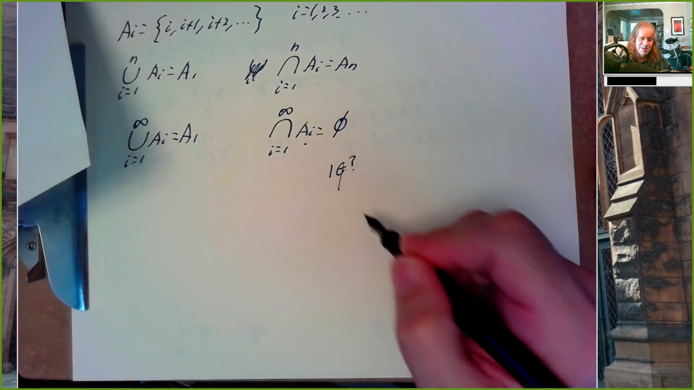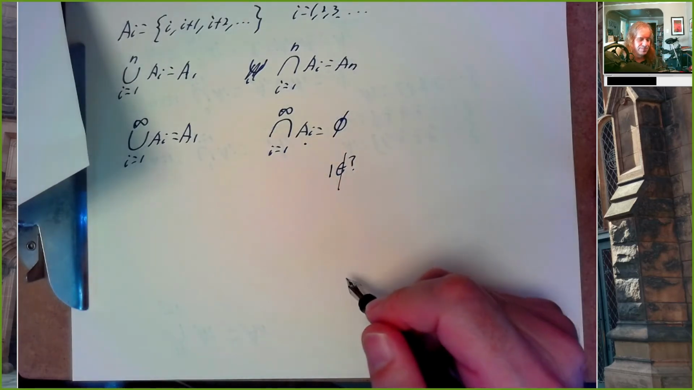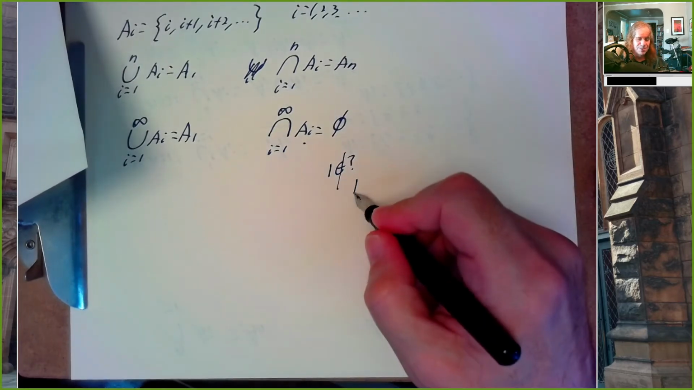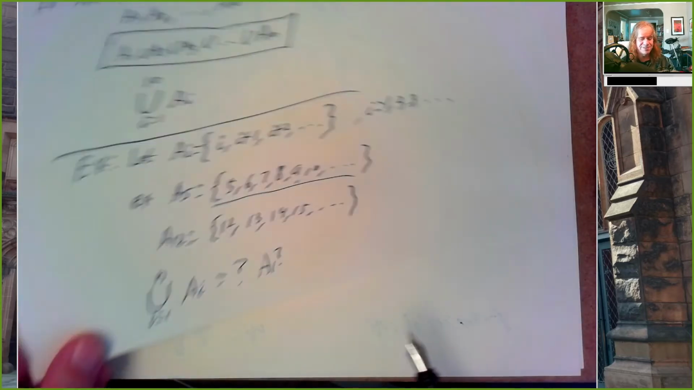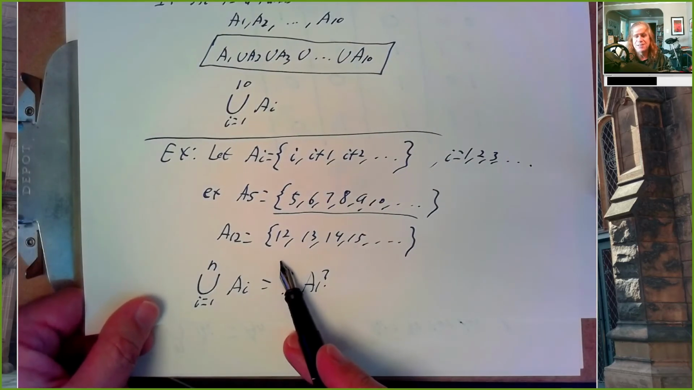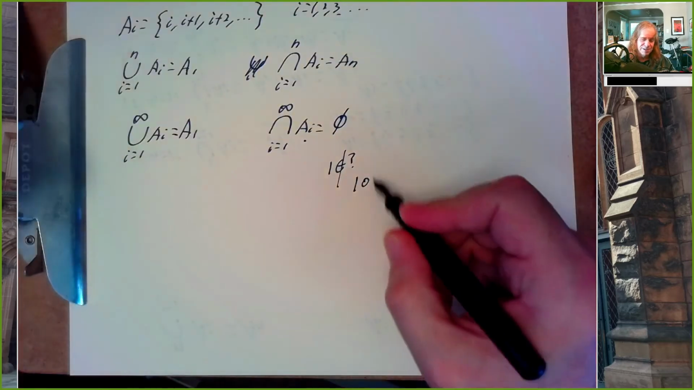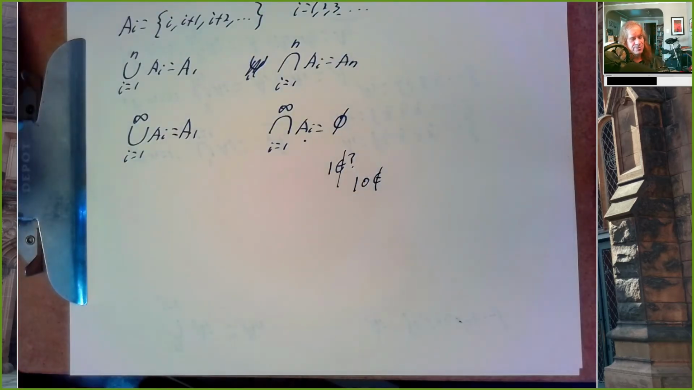Right? So 1 is not in that set. And the number 10 cannot be in that set because this includes the intersection with A12, and A12 doesn't contain a 10. So 10 can't be a member of that set either.